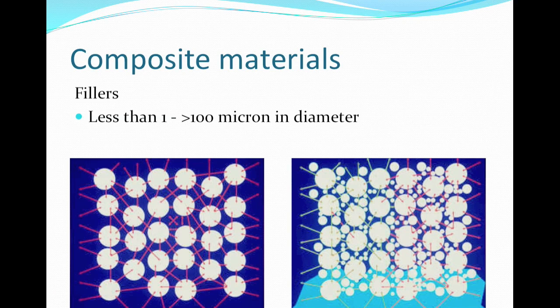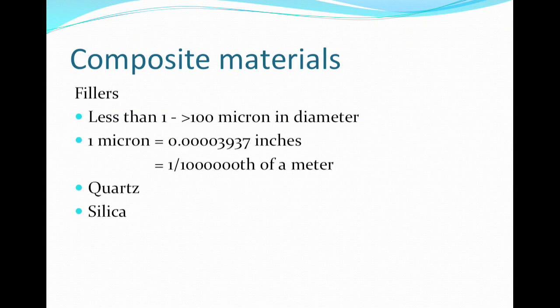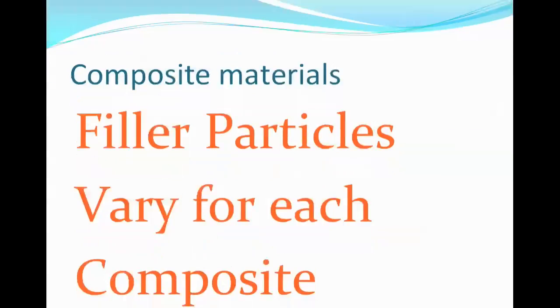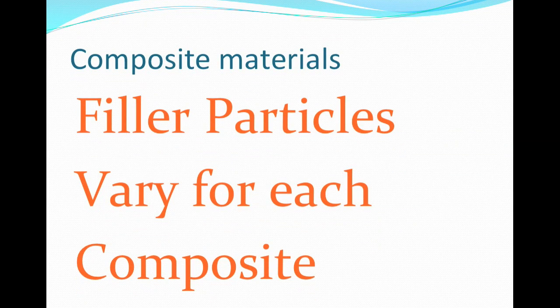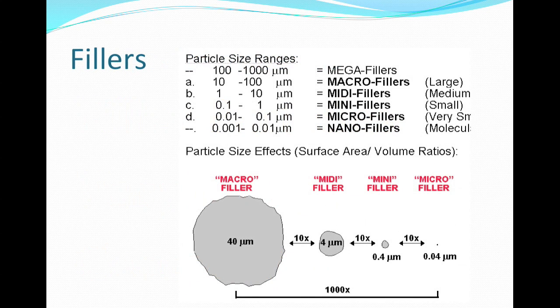Next thing, there is actually a little bit to know about fillers, so we'll spend a little bit of time chatting about that. Fillers can be extremely variable, from 1 to 100 microns in diameter. And as we mentioned, quartz and silica are sort of the most common examples still now. Now, filler particles vary for each composite, and that actually contributes a lot to the material's properties. So this is a rather important slide to think about.